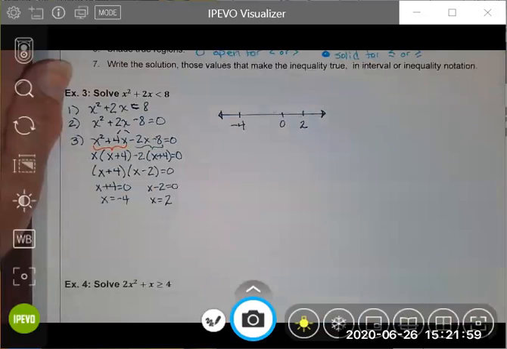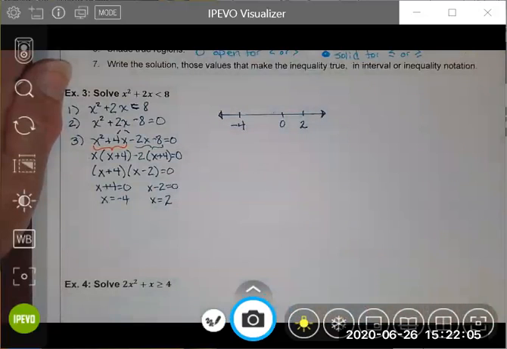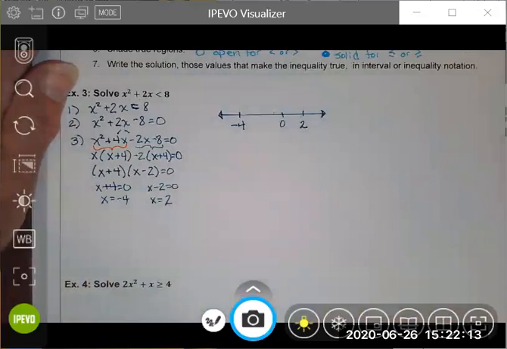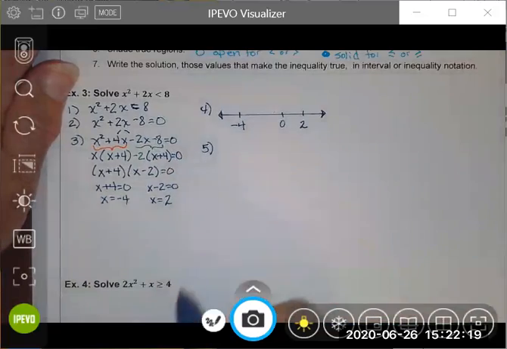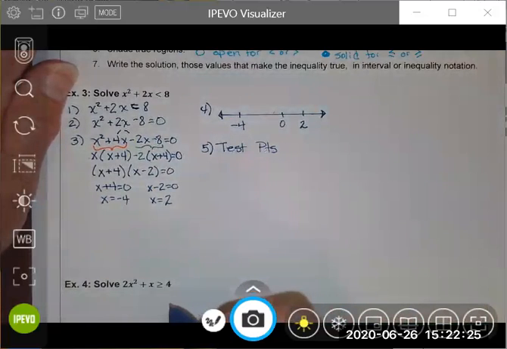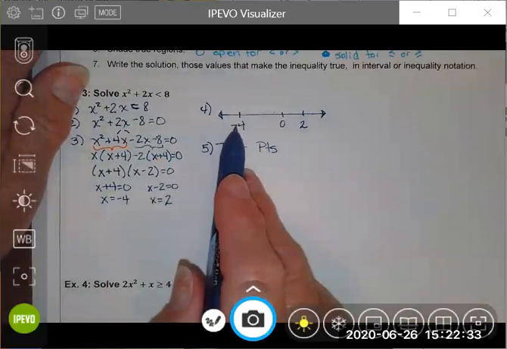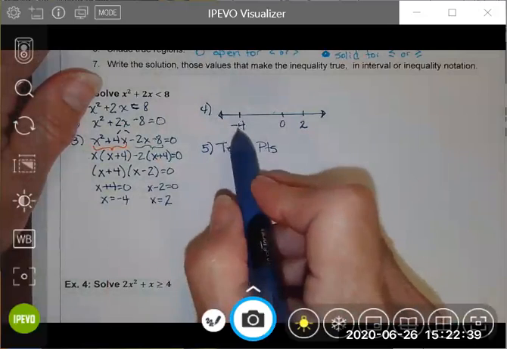The next thing I'm going to do is test some points. I'm not going to test solutions. I'm going to test things that are around the solutions just to see which numbers make my original inequality true. So let's see, this was number 4, just so you can keep track. So for number 5, I'm going to test some points. If at all possible, I suggest you try using 0, so we'll do that in a minute. I'm going to start left to right. I'm going to test something that's not -4, so maybe -5, because it's on the left of my critical point.